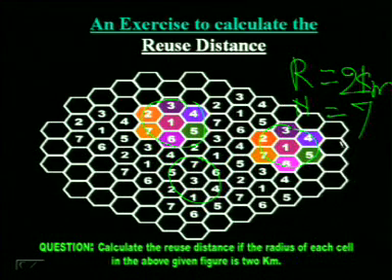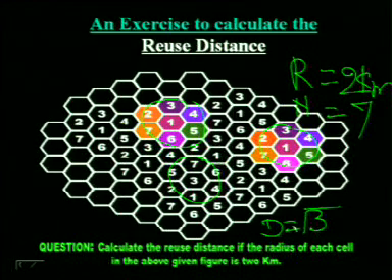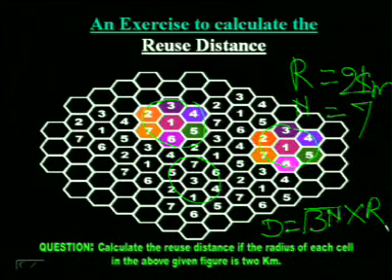Then you can calculate the reuse distance. What is the reuse distance? D is equal to under root of 3N into R. This is the reuse distance. So, you can calculate the reuse distance.